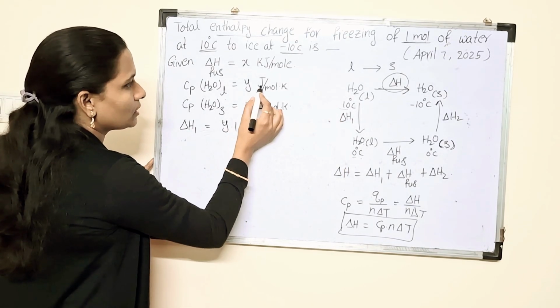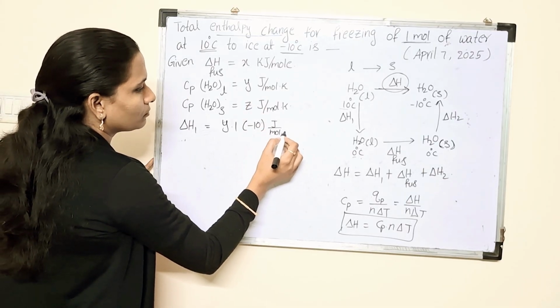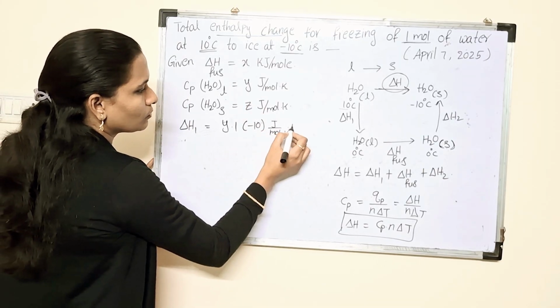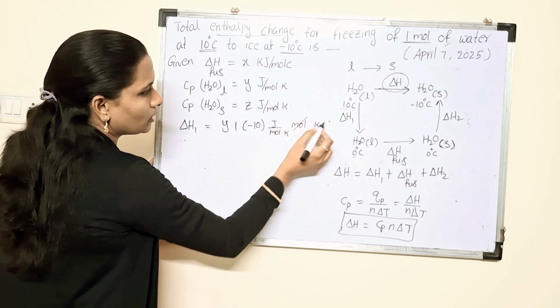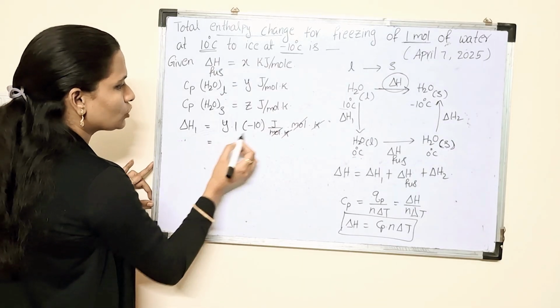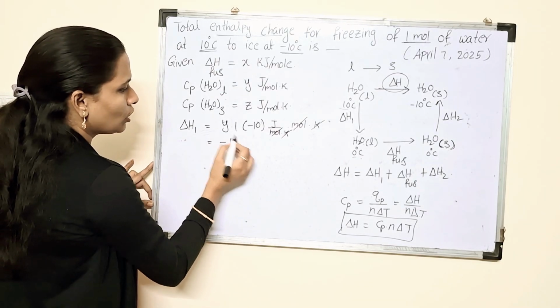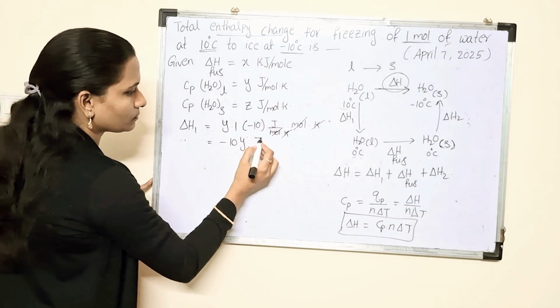And the units are joule per mole Kelvin into moles into temperature in Kelvin. So the mole Kelvin will cancel, then the remaining unit is joules. So delta H1 is minus 10y joules.